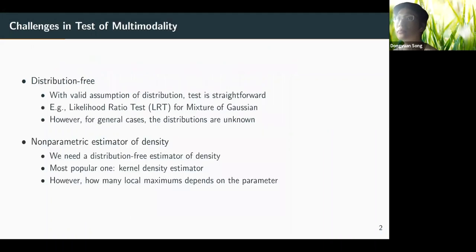Next, please. Here we have two challenges. The first is that we need a distribution-free test. If we have some underlying assumption about the distribution, for example a mixture of Gaussians, then we can just use a likelihood ratio test. But for more general cases, we need a distribution-free test because we don't know the distribution. The second is that we need a non-parametric estimator of the density. The kernel density estimator may be the most obvious choice, but it depends on a parameter.